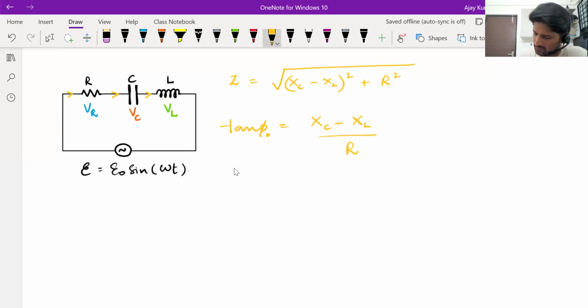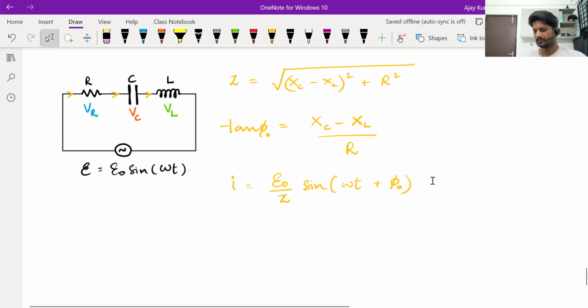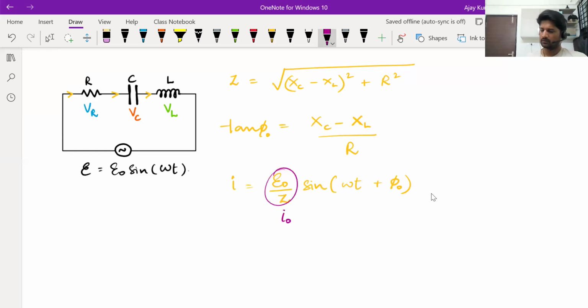Once you know these two values, you can easily write the current function. I is I naught sine, where I naught is E naught by Z. Since EMF is a sine function, current also will be a sine function plus the phase constant that you get from the tan phi formula. So now you know the peak value of current, I naught, and you know the total phase of current. Let's call the whole thing phi 1.